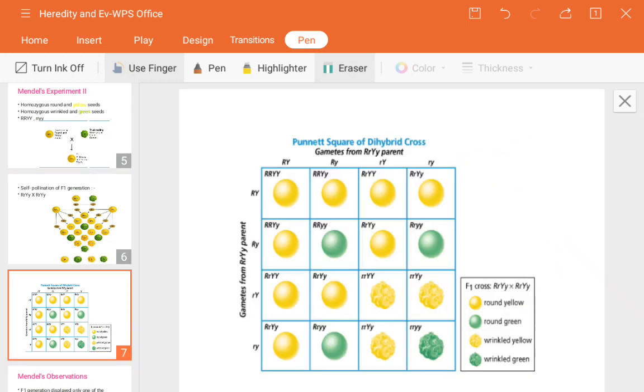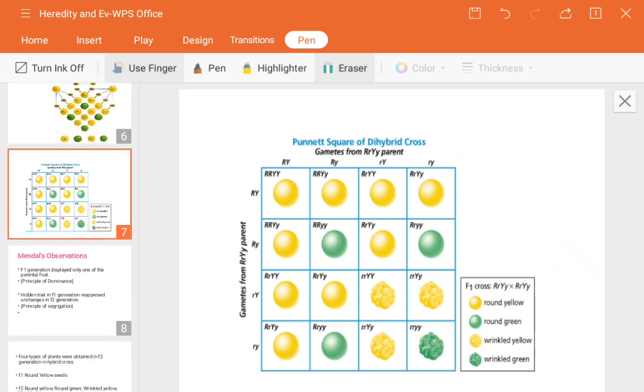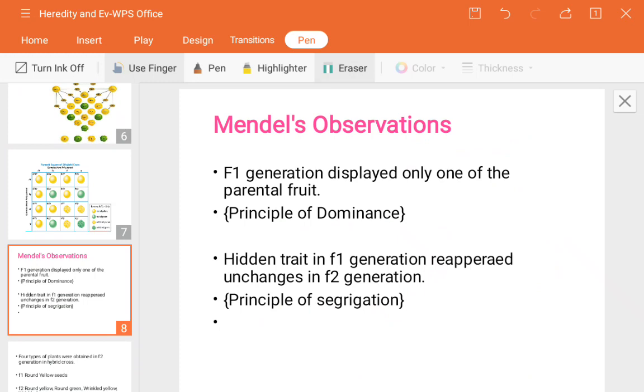So this is just the Punnett square of the dihybrid cross. So how he did it, you can see easily. You can get the same things, just as I have shown here. Next, Mendel's observation. So what was his observation?